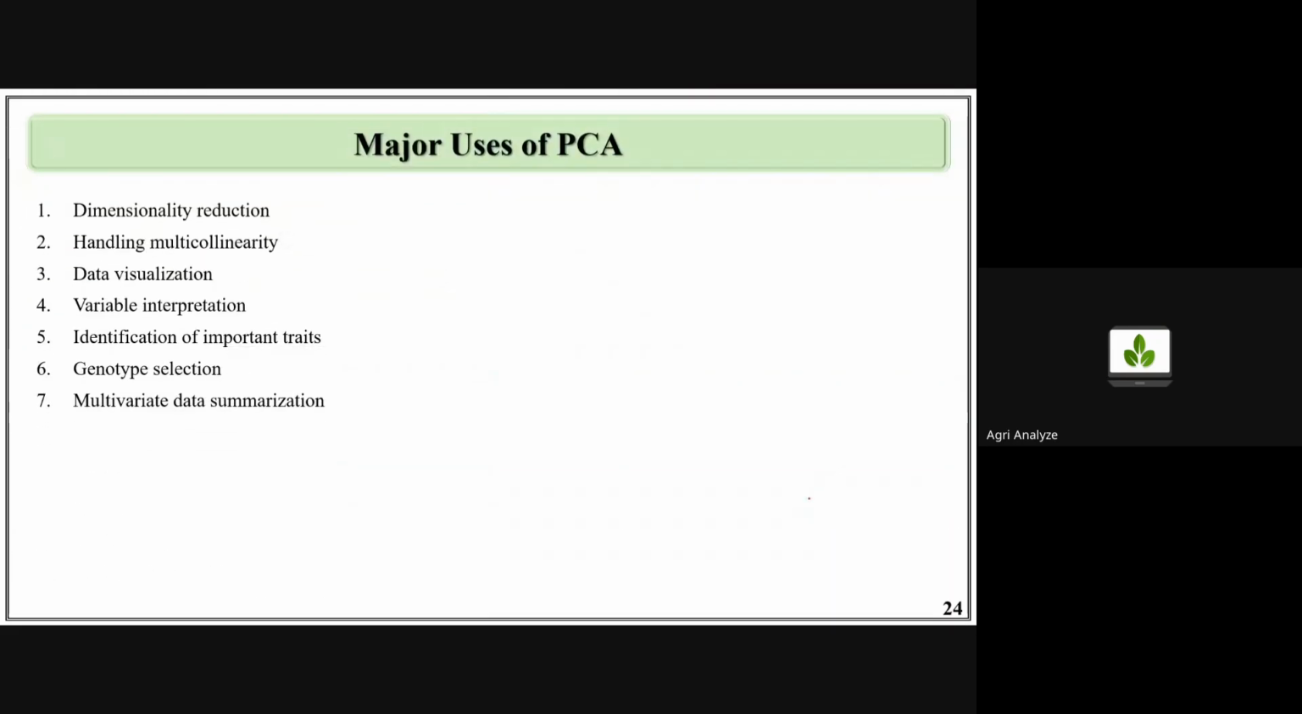So here we know the major uses of PCA. First one is dimensional reduction, handling multicollinearity. If multicollinearity is there in our data, we perform PC analysis and we get the PCs which are uncorrelated with each other. Now these PCs are used in our multiple regression analysis, and we get better prediction as compared to the original data set.